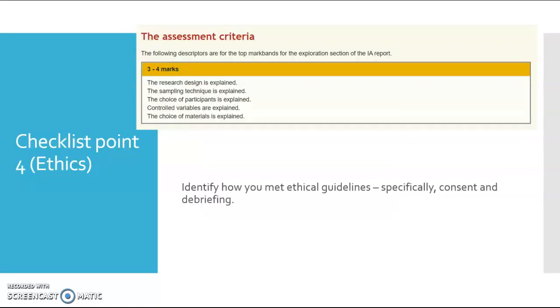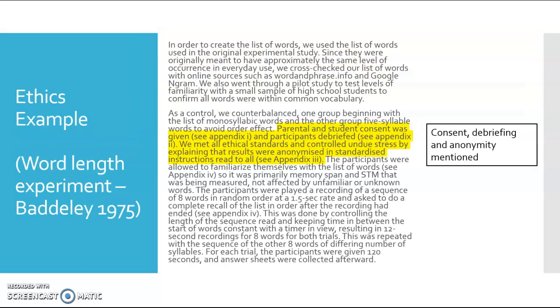Okay, looking at ethics, again, I think this is a more straightforward one. You can see here, they've only mentioned this quite briefly in this example. Parental and student consent was obtained, debriefed, anonymity. I would say that's probably too brief, in fact. If I was being very critical, I'd want to see slightly more on that.